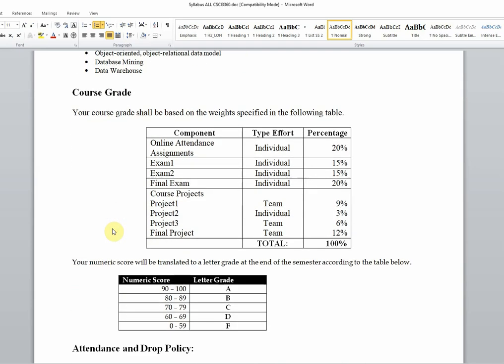Now, let us take a look at the most important table that you may be interested in. This is how I'm going to grade your final grade at the end of the semester, and I try to make it as clear as possible. So let's take a look at it. The first one is online attendance assignment. This is what I designed especially for this semester.